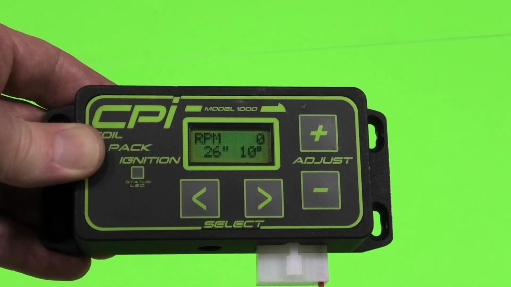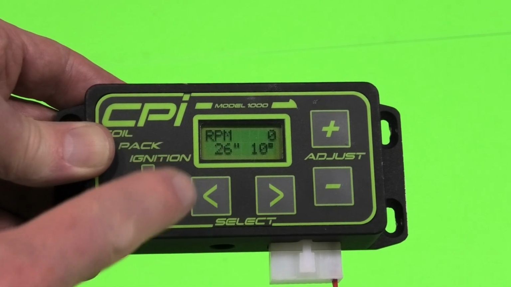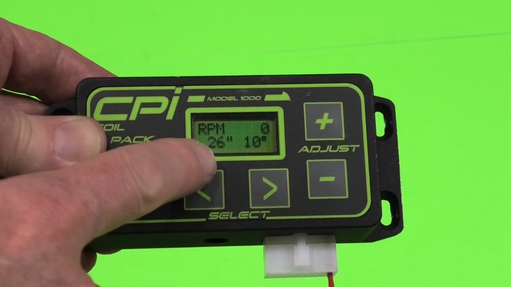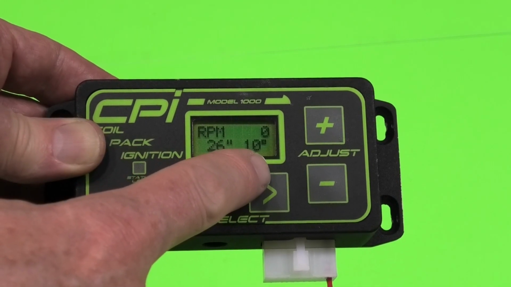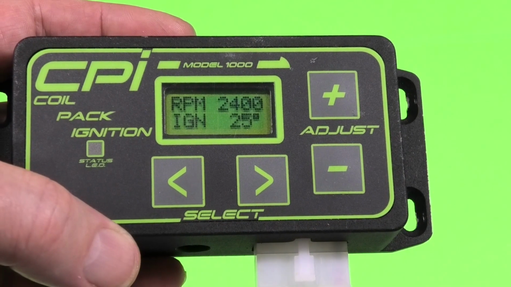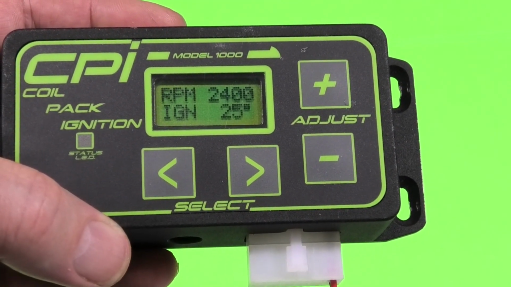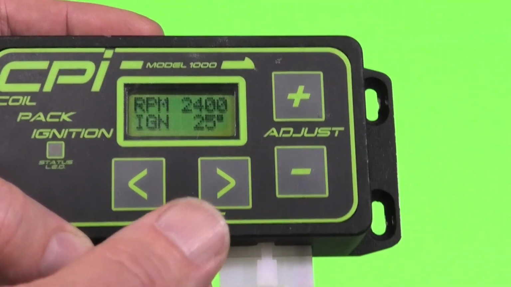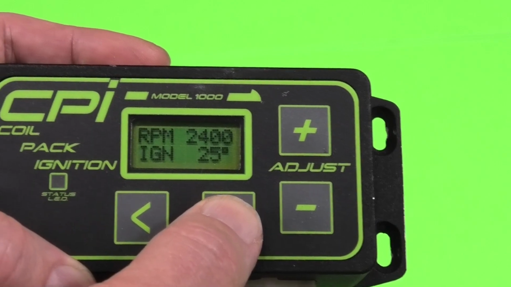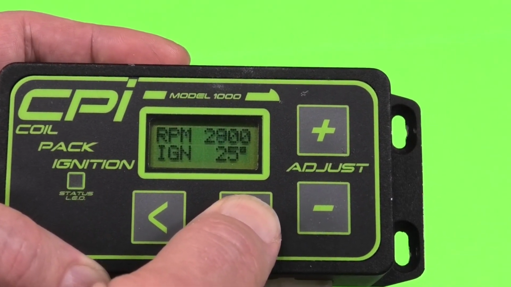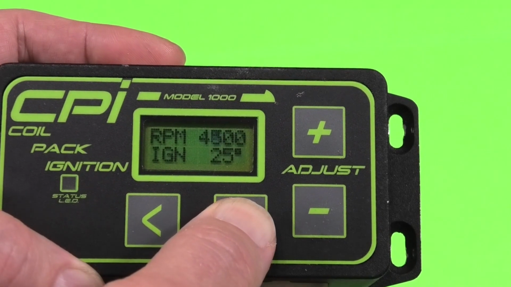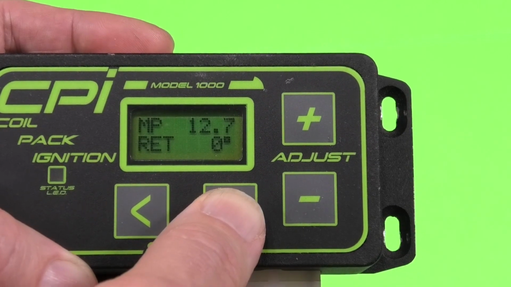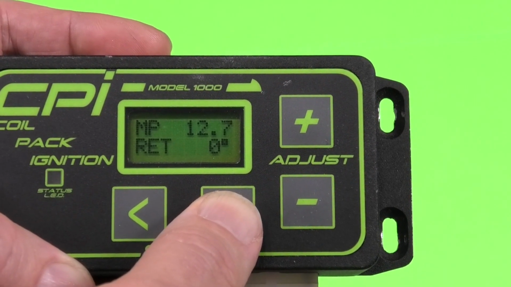And here's the gauge screen on the CPI. RPM in the upper line here. Manifold pressure below there, 26 inches, and 10 degrees of ignition timing. And here's the CPI RPM 2400, ignition timing 25 degrees. We use the right arrow button to scroll over. And here's the manifold pressure retard windows and advance.